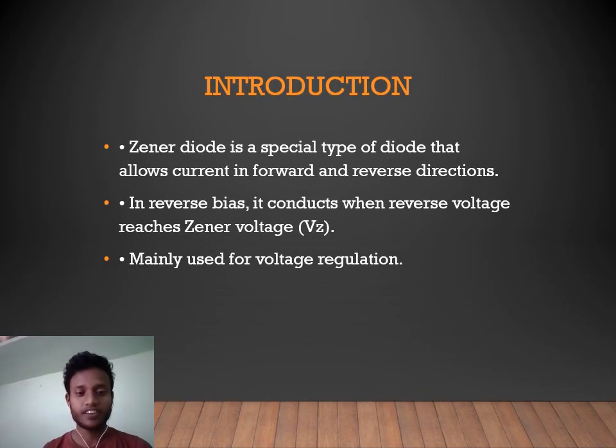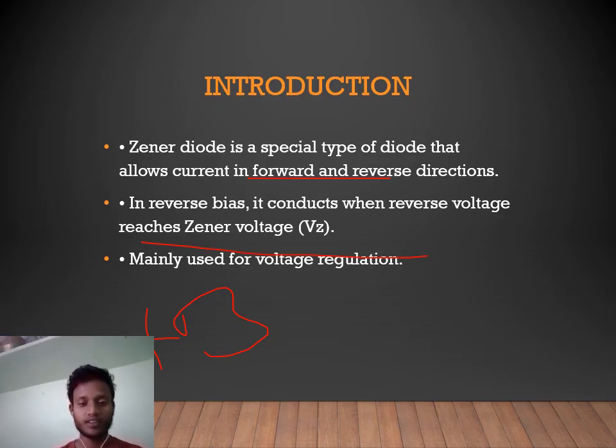Introduction. What is a Zener diode? A Zener diode is a special type of diode that allows current in forward and reverse bias. A normal PN junction diode allows current only in forward bias, but a Zener diode allows both forward bias and reverse bias. In reverse bias, it conducts when the reverse voltage reaches the Zener voltage, and it's mainly used for voltage regulation.